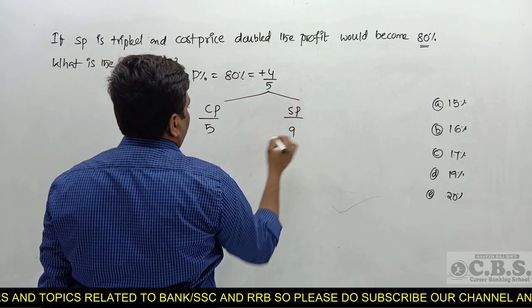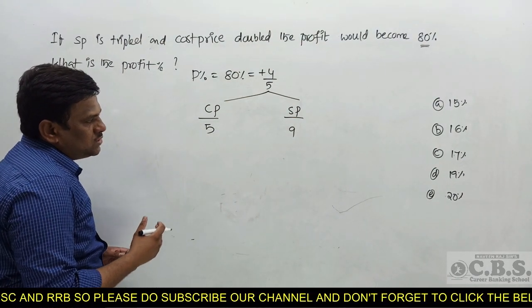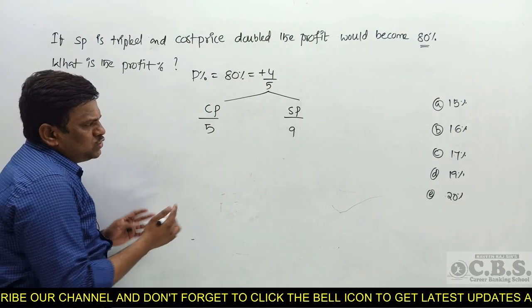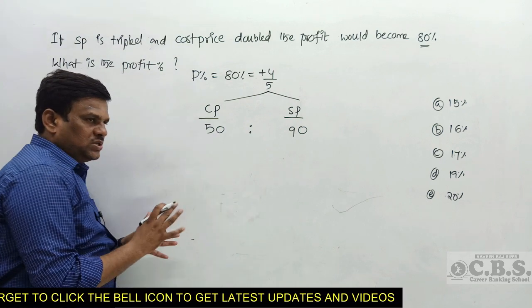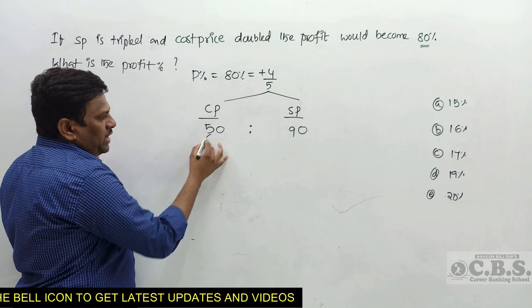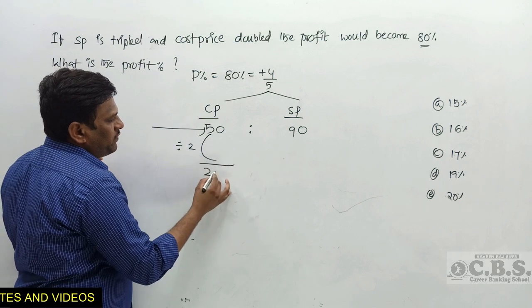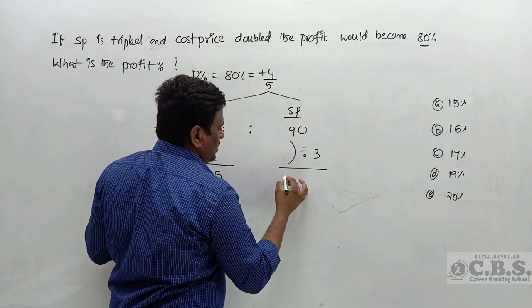9 rupees. Okay, so it is already a doubled price. If you find it difficult to halve the price, you can keep 50 rupees and 90 rupees, because it's a ratio, it's possible. It's already a doubled price, which means divided by 2. So it gives how much? 25 rupees. It's already a tripled price, divided by 3, nothing but 30 rupees.